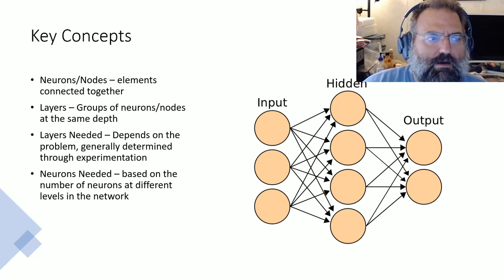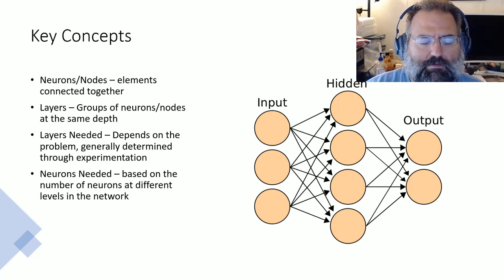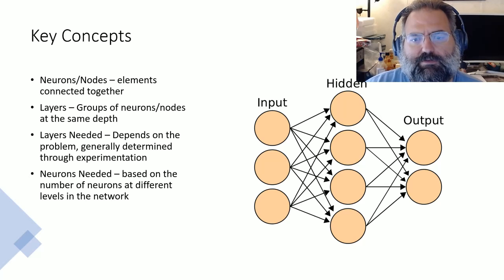So again, the key concepts: you have neurons or nodes. These are elements that are connected together. They're the circles in this network. You have a collection of them that are essentially at the same depth from the input, and then they are connected to things that are the next layer in the network, and there's cardinality within each of these layers.